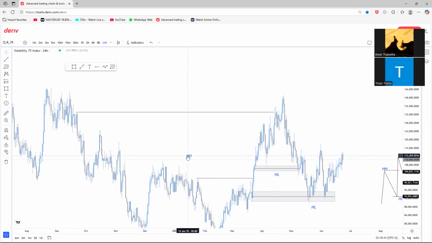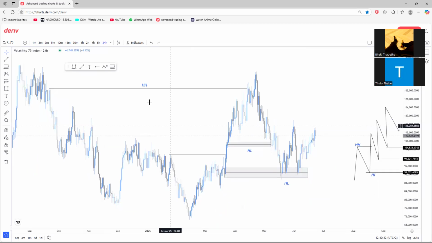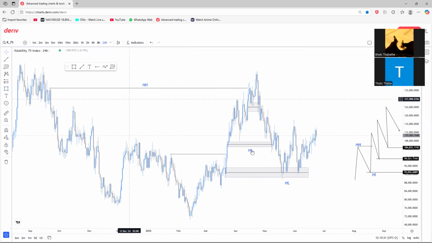Right? So we have this higher high. Why? It's higher than the previous highs, which is these ones, right? Hence why it's a higher high. And remember, when a higher high gets broken, you get an area to get a what? A higher low, which is this higher low here. So this is another higher low.